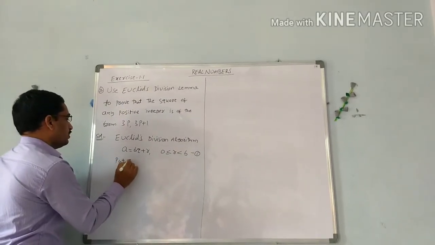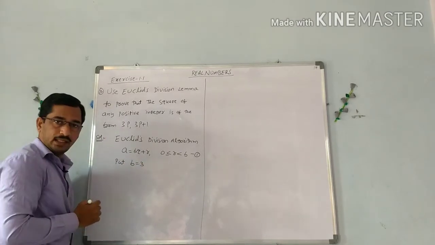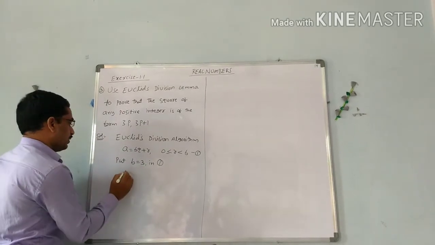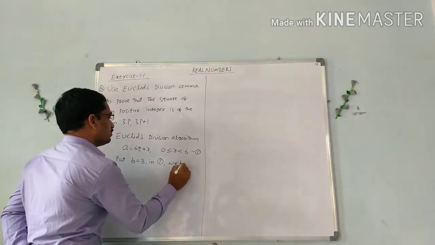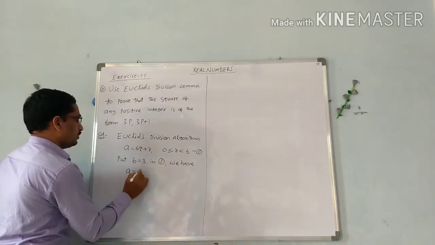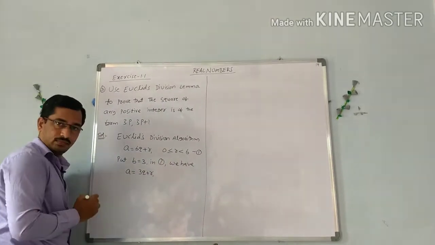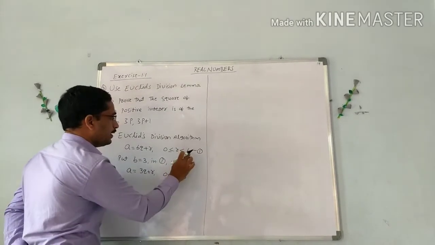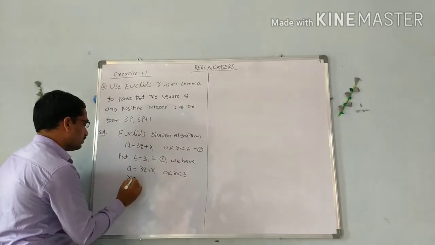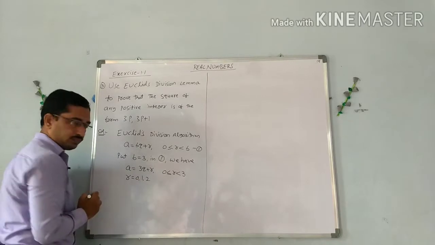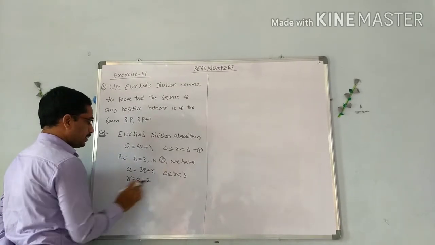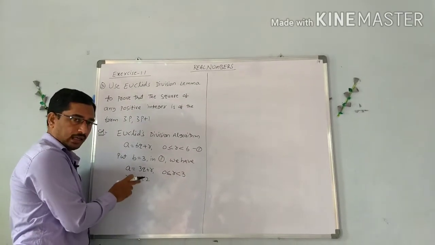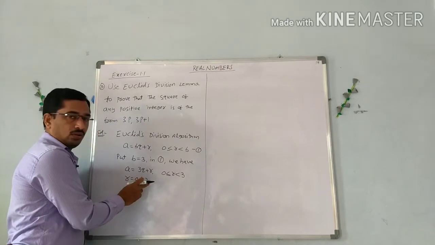Now put b equal to 3. I am taking b equal to 3 in equation 1. So a equal to 3q plus r, and here again the condition 0 less than or equal to r less than 3, since the b value is 3. So r values are either 0, 1, 2. We have to check each and every condition, at r equal to 0, r equal to 1 and r equal to 2, one by one.